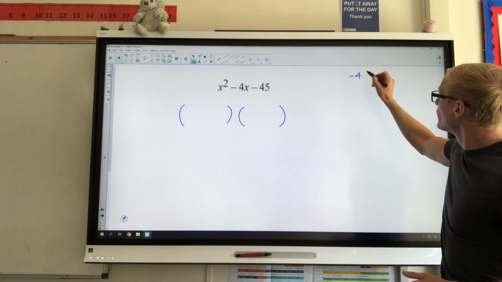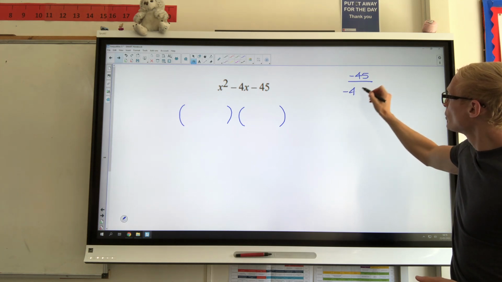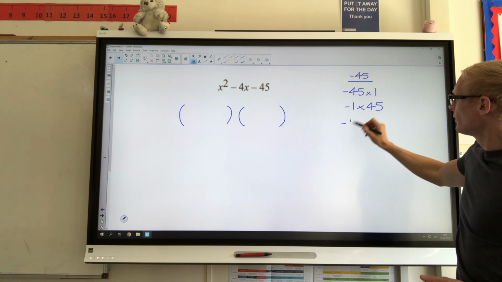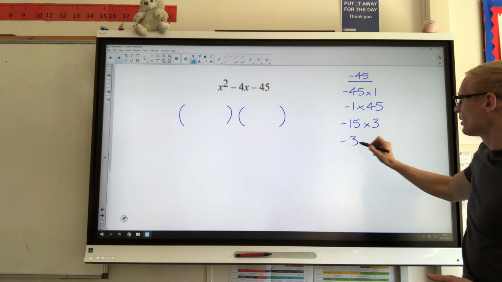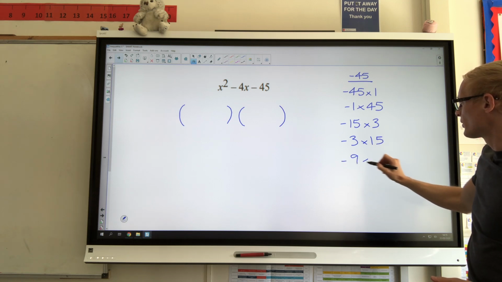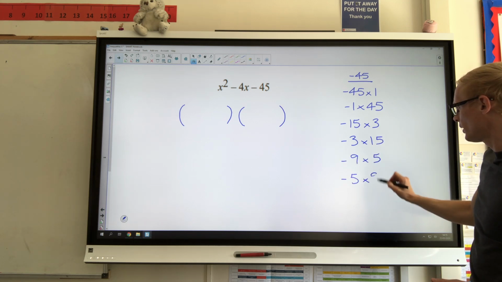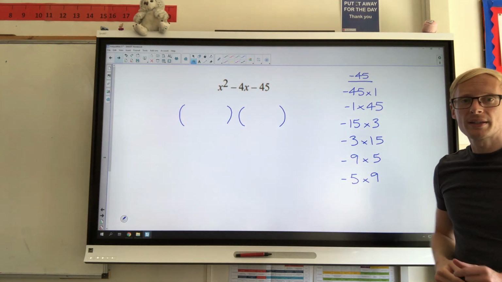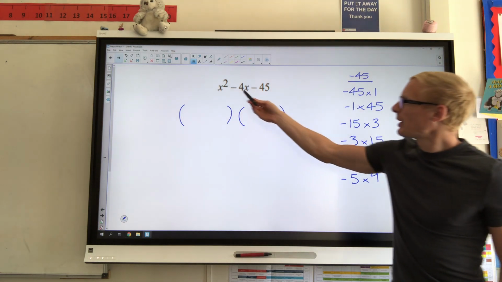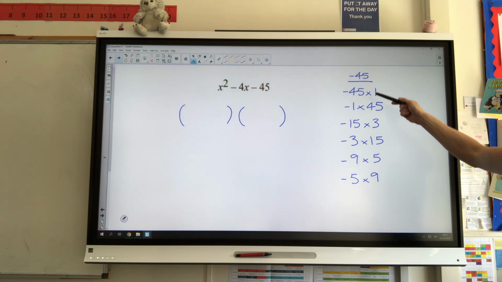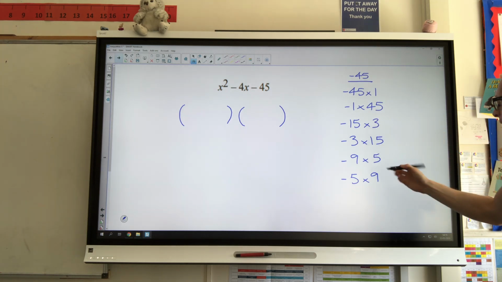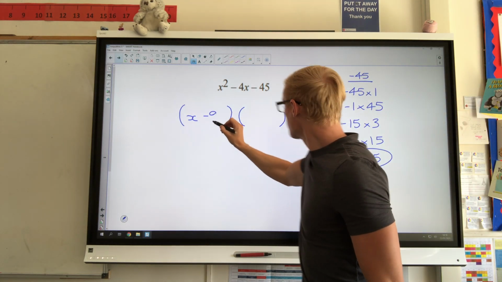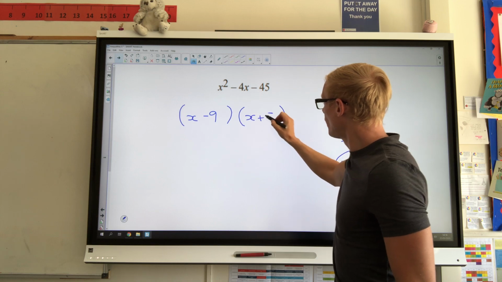So if you write down a quick list of things that times to make negative 45, you've got negative 45 times 1, negative 1 times 45, negative 15 times 3, negative 3 times 15, negative 9 times 5, negative 5 times 9. So that's our list of factors of negative 45, pairs of numbers that multiply to make negative 45. We're looking for the pair that adds to make negative 4. So, looking down that list, the pair that adds to make negative 4 is going to be this one. So therefore you would write x take away 9, and x plus 5.